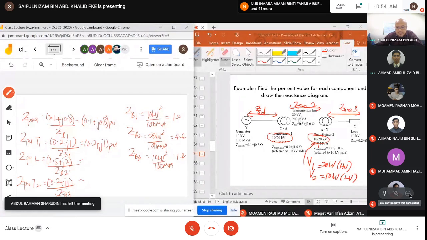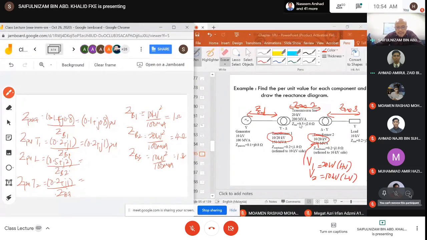ZPU for the transmission line: 0.5 plus j2 divided by the Z base for zone 2, which is 4. So what do you get? 0.125 plus j0.5. And for transformer 2, since the impedance is referred to the 10 kV, which is at the secondary side, you have to divide by the Z base at zone 3. Zone 3 is 1, so you should get the same answer, 0.2 plus j1.